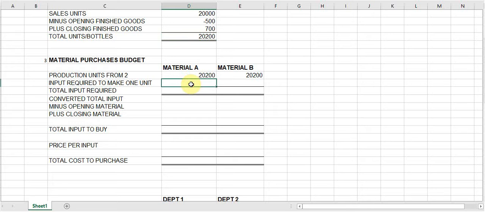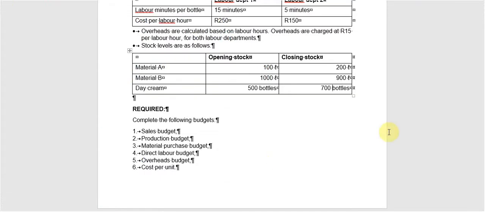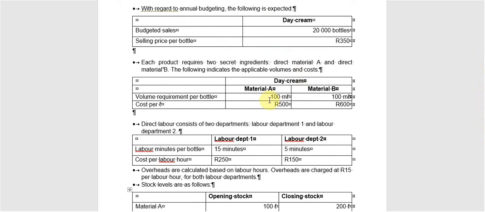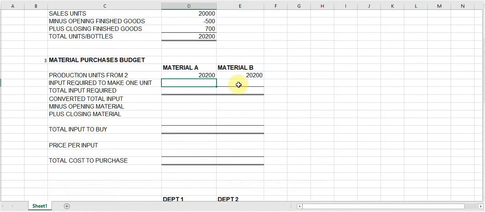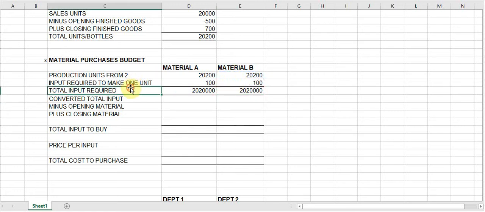Then what is the input that is required for 1 unit? I need to go back to the question and check the material. For material A, it was 100 milliliters, and for material B, it was 100 milliliters. However, the price was given in cost per liter. So now I'm going to go back and say, all right, I need 100 milliliters of A and 100 milliliters of B. And of course, I now need to multiply the two that I've just filled out in order for me to get to the total required. But of course, this is now the total input required in milliliters.